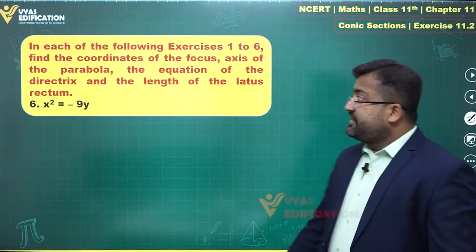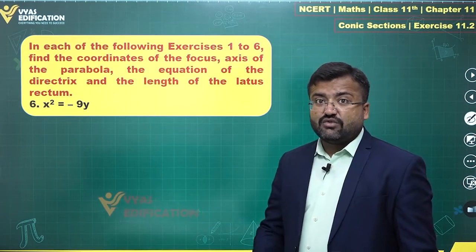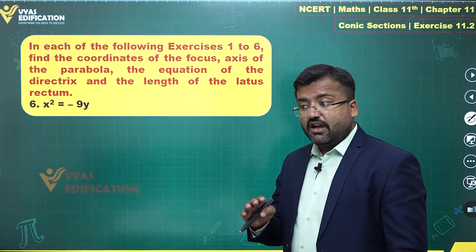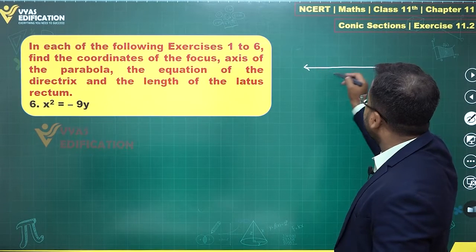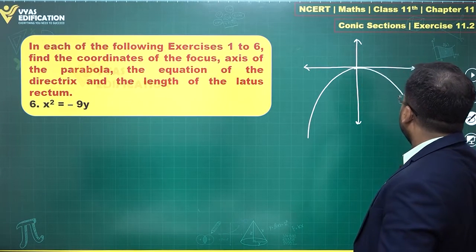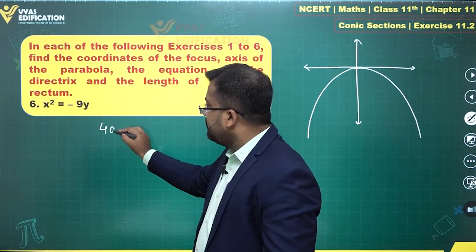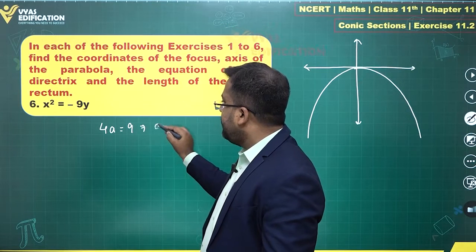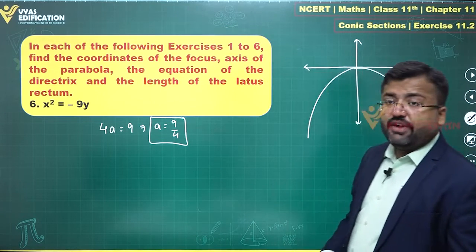The sixth question says x square is equal to minus 9y. Okay, how will we deal with this one? Once again, x square is equal to minus 9y. So it will open downwards, right? The parabola will be opening downwards. This is what we have. And you can identify that 4a is equal to 9 implies a will be equal to 9 by 4. That's the first thing that you can identify.